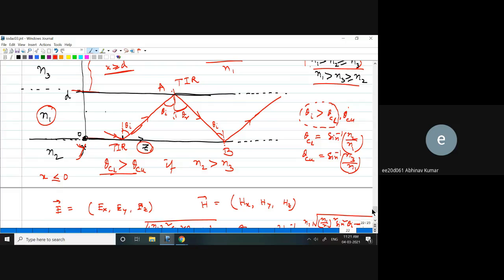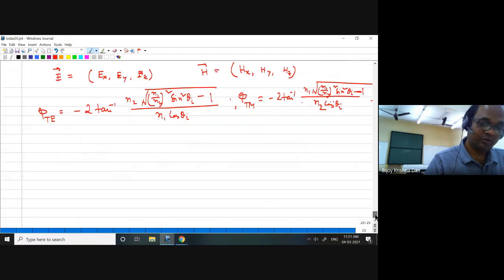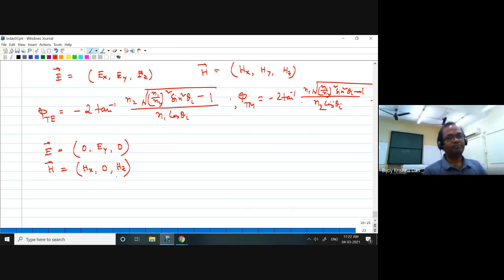So y direction, y. Yes. Because in the TE case, the electric field should be tangential, right? So I can consider the electric field like this: 0, EY, 0. Only the Y component will be there, and the magnetic field will be in the XZ plane. It should have HX, 0, and HZ. So that will be actually TE polarization.